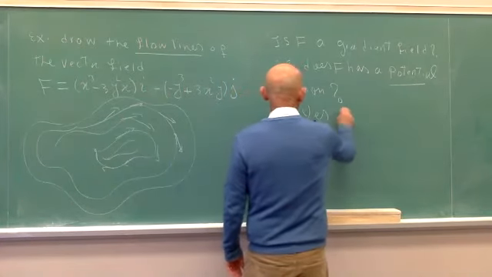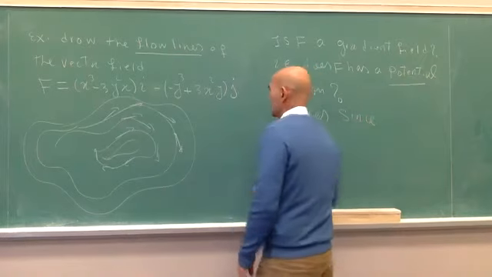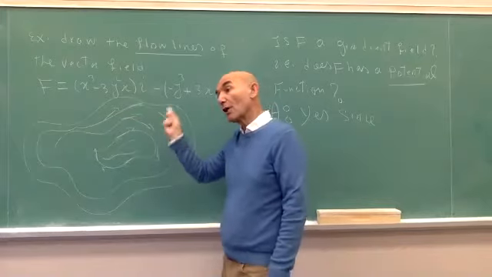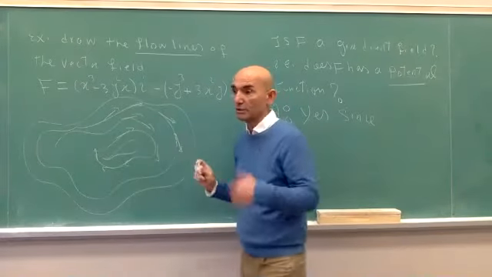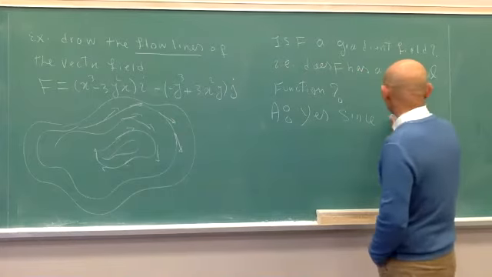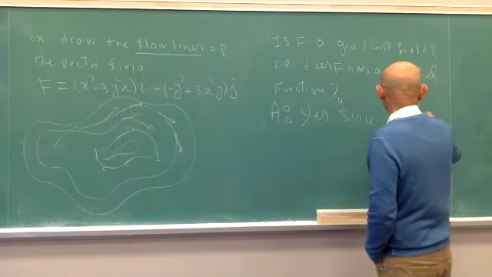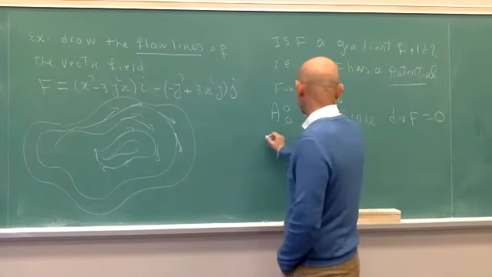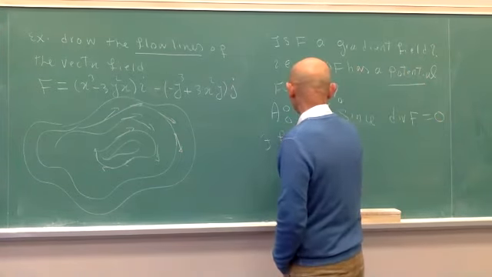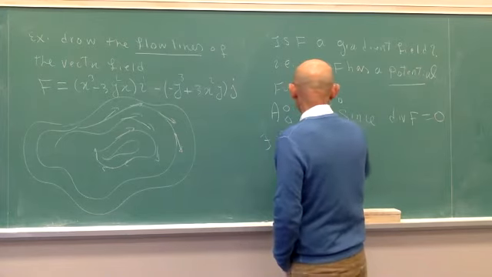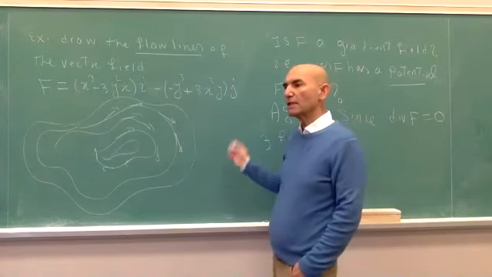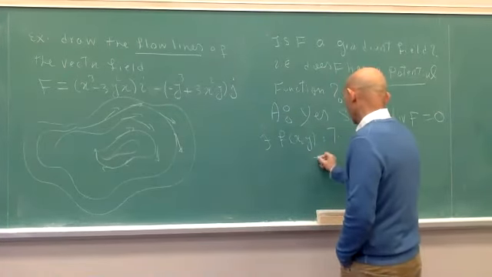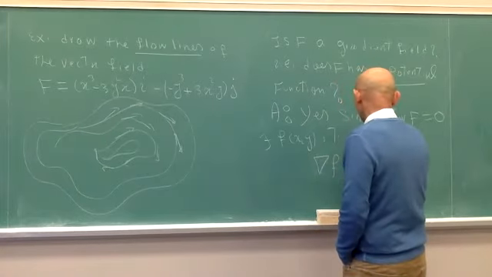Yes, since among other things, the divergence is 0. So it has two properties, both curl and divergence are 0, but I just use divergence at the moment. Okay, now we know that there exists f of x and y such that the gradient of little f is equal to capital F.